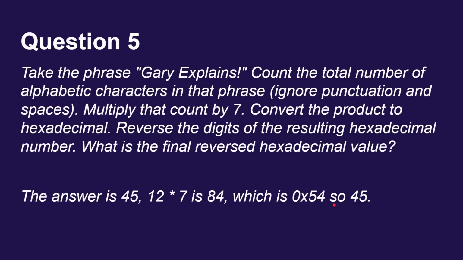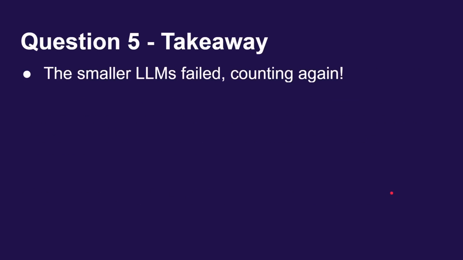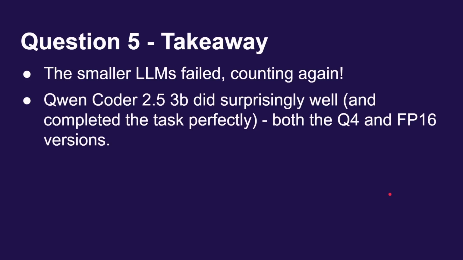Take the phrase Gary explains, count the number of alphabetic characters in that phrase, ignore punctuation and spaces, multiply that by 7, convert the product to a hexadecimal number, reverse the digits of the resulting hexadecimal number. What's the final answer? Well, the answer is 45, because 12 times 7 is 84. 84 in hex is 0x54, and so that's 45. Now, again, the smaller LLMs all fell because of the counting mainly. They did the rest of the steps, but they said there's 20 characters in Gary Explains, there's 10 characters in Gary Explains. It just basically gets it wrong.